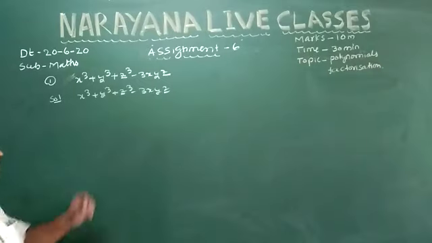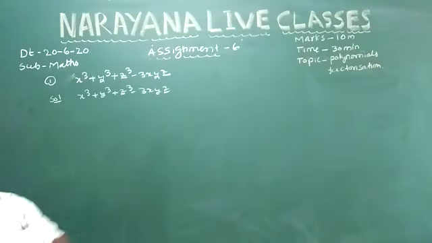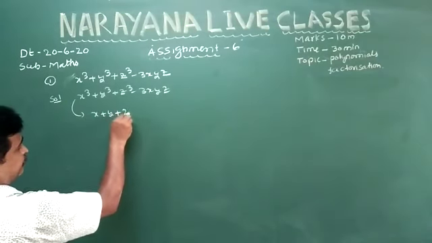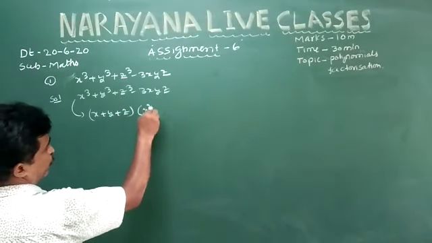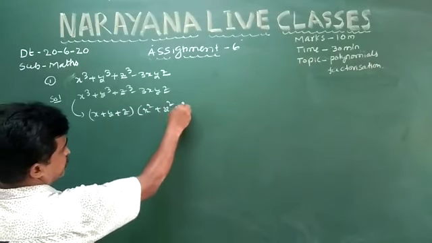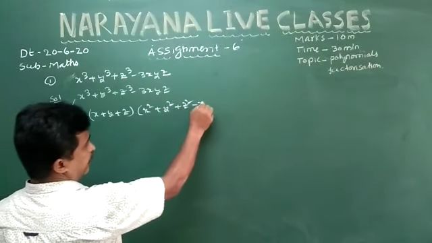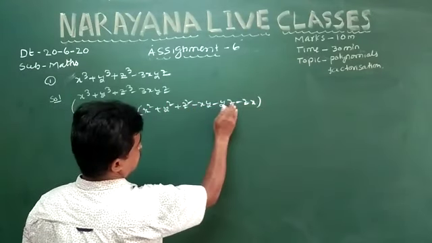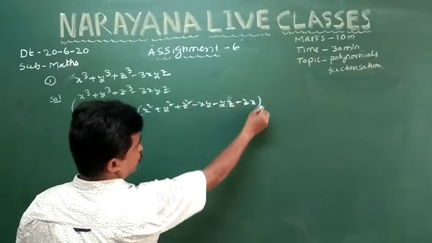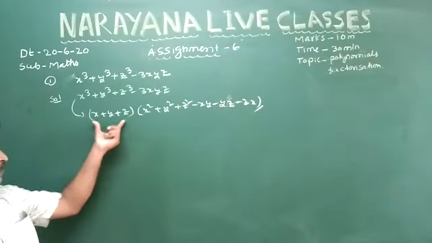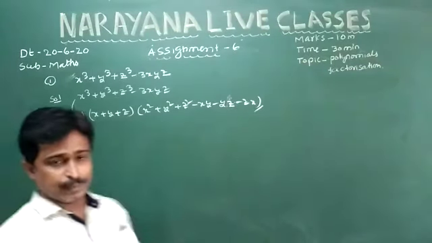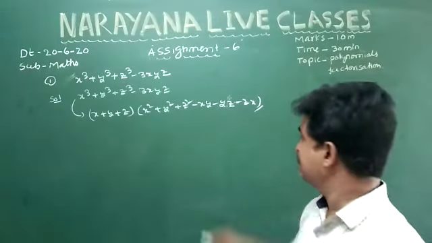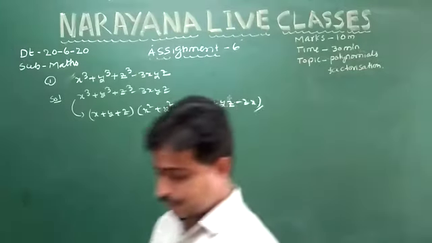We know very well the factors of these. We have two factors: x plus y plus z into x square plus y square plus z square minus xy minus yz minus zx. So these two are the factors, x plus y plus z and x square plus y square plus z square minus xy minus yz minus zx.